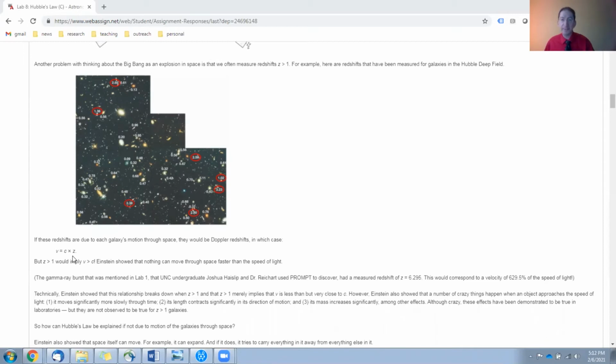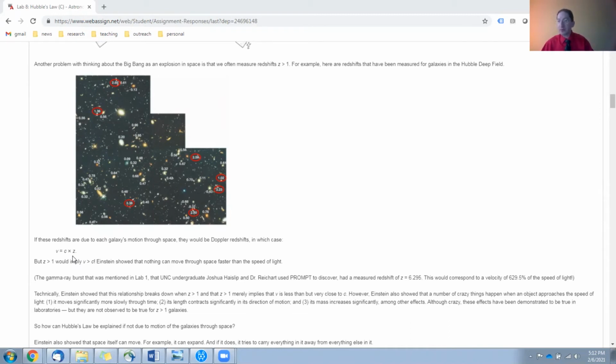Now, technically, this equation is an approximation, and it breaks down when objects travel close to the speed of light. If you use the full-blown version of the equation, a redshift greater than 1 doesn't actually mean that you're traveling faster than the speed of light. It means that you're traveling very close to the speed of light.